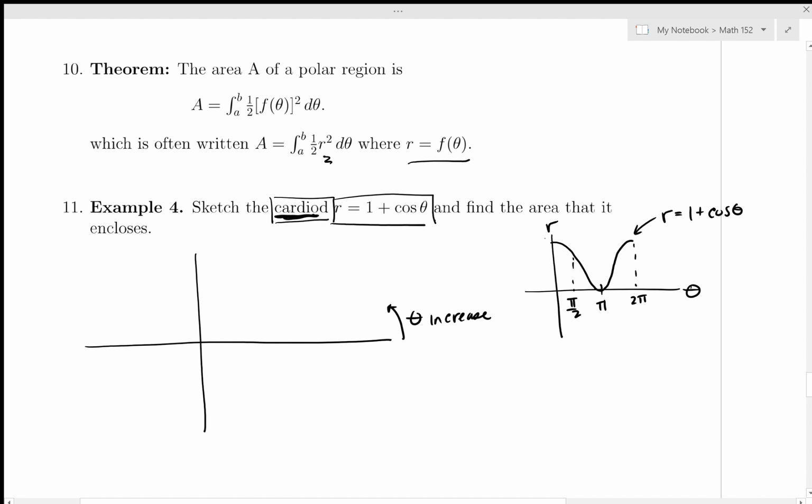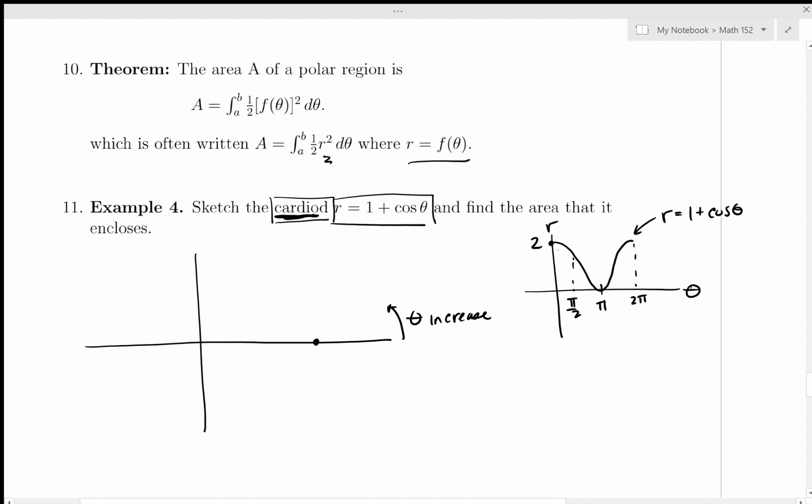So I'm starting right here at theta equals 0. I see that r here is 2 because cosine of 0 is 1. So this place right here is 2. So that means I am here. When theta is 0, r is 2. And then I look at what happens as I go down to pi, the radius goes to 0.